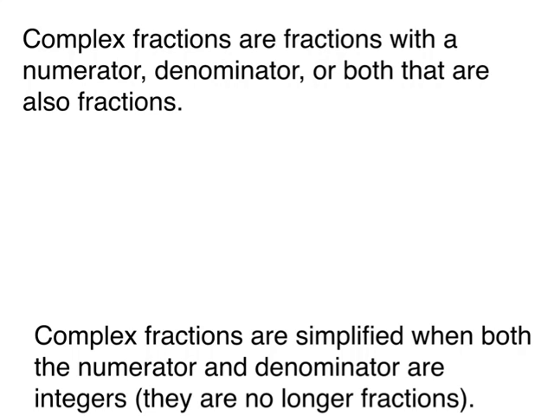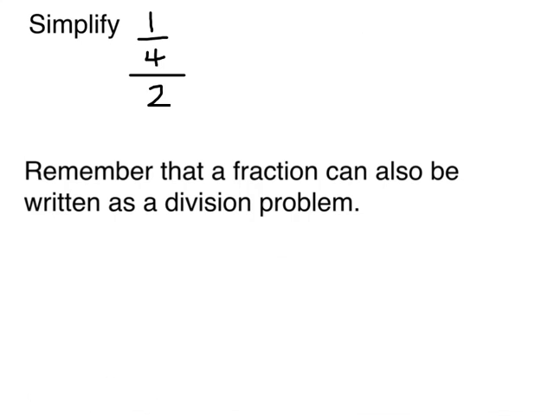In this lesson, we'll be talking about complex fractions and unit rates. Complex fractions are fractions with a numerator, denominator, or both that are also fractions. So, for example, 20 over 1/2 would be a complex fraction. Complex fractions are simplified when both the numerator and denominator are integers. So in other words, they are no longer fractions.